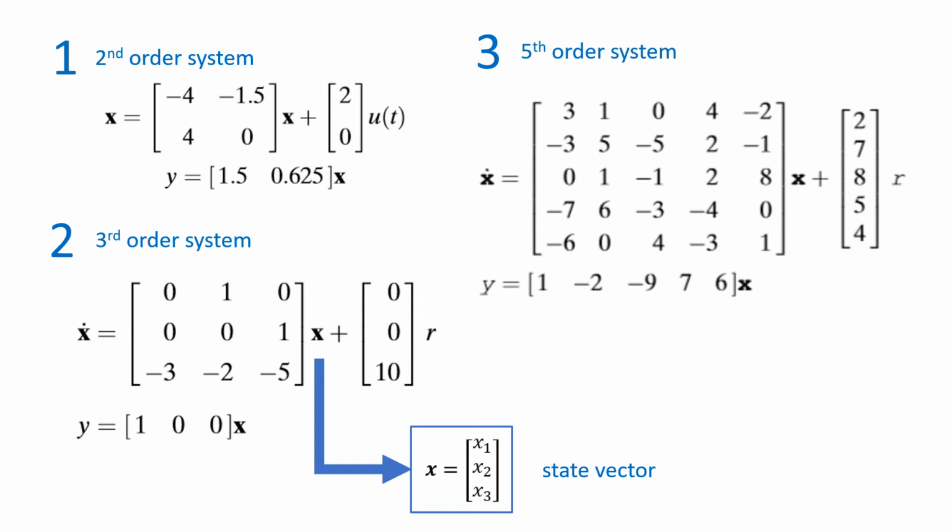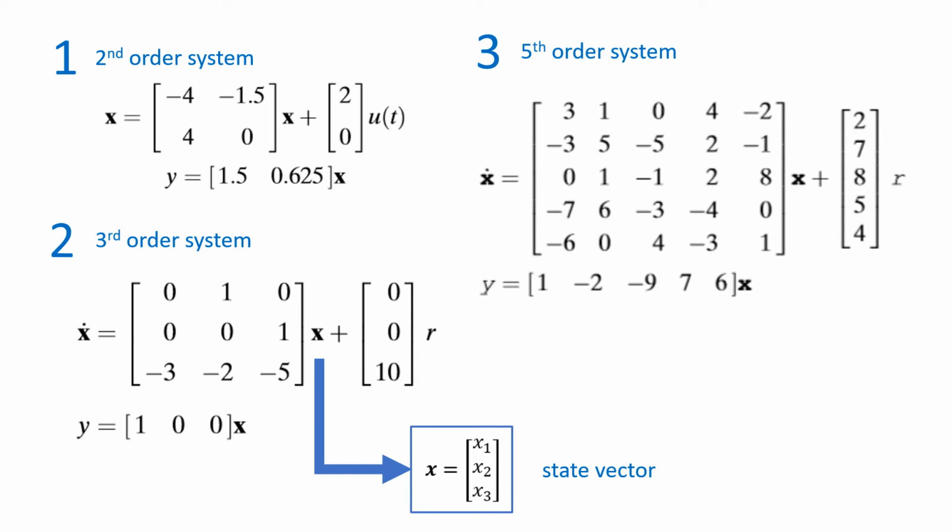Here I have included three examples of state-space representations for different system order. The first example is second order system. The second example is state-space representations of a third order system. And the third example is the fifth order system. If you look at all of these examples, the D matrix is 0. Thus, the output equation is equal to Cx only.